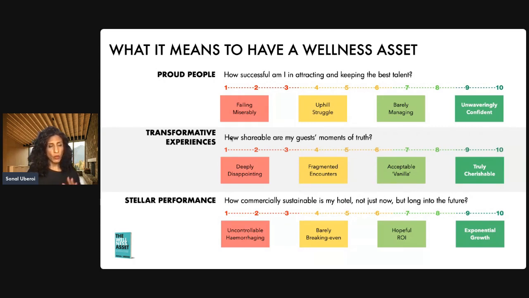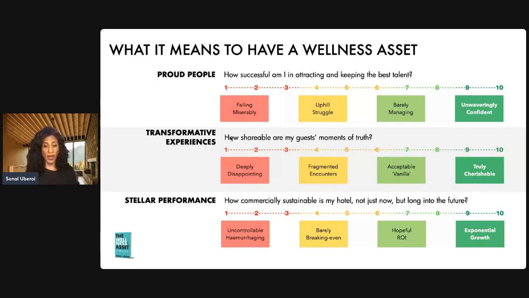Now, while I have talked about my realisticity versus potential graph and the four different types of wellness offerings, risk, liability, opportunity, and asset, I thought it was also very important to talk about what it means to have a wellness asset. What are the key outcomes? And you know you have a wellness asset when you have proud people, when you offer your guests transformative experiences and you're experiencing stellar performance.